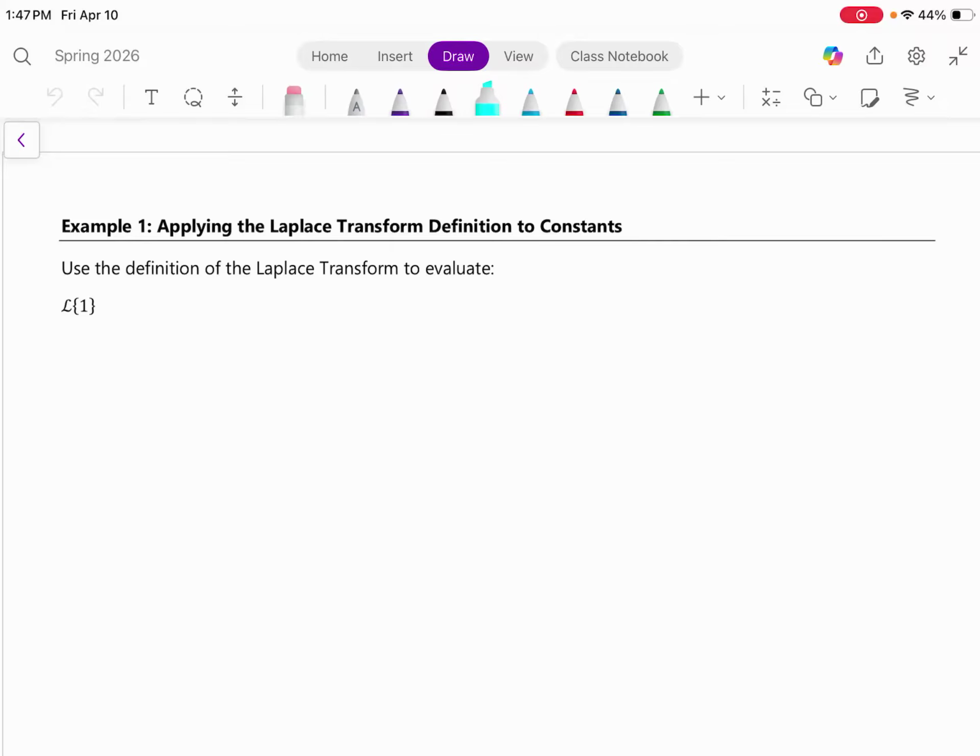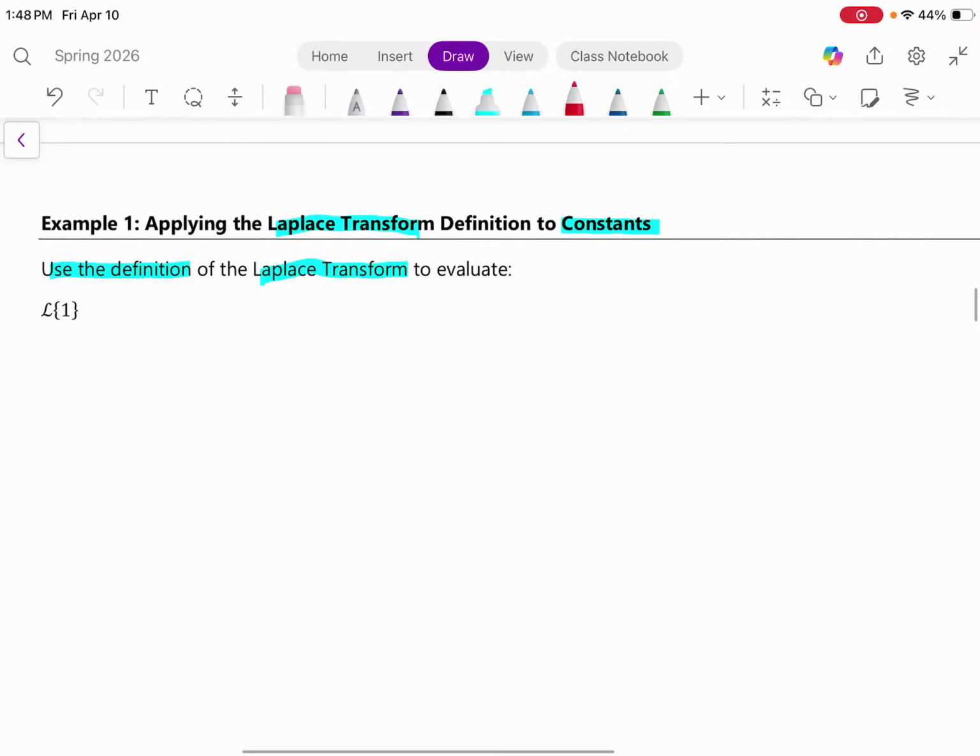In this video, we're going to take a look at our first example of a Laplace transform, and then we're going to apply that to a constant. So what if we want to Laplace transform a constant function? Use the definition of the Laplace transform to evaluate the Laplace of 1. A couple of things here: this constant 1 is going to be our function, so we could consider that our f of t in the definition of the Laplace transform.